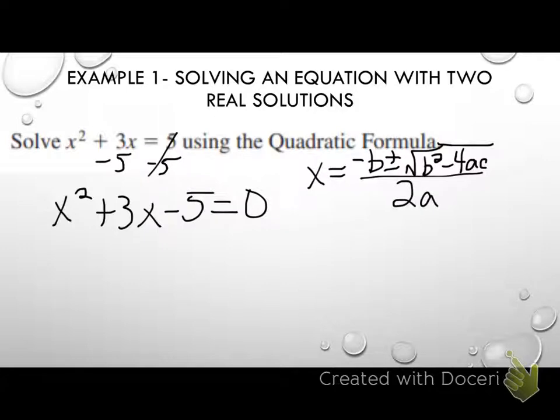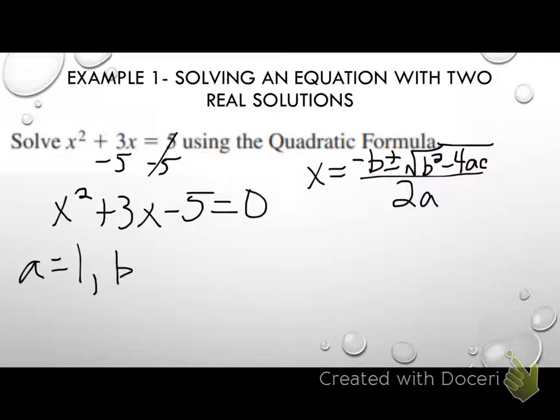There's my quadratic formula, right? It tells me to solve using the quadratic formula, so let's solve it. What I'm going to do first is identify A, identify B, and identify C. So remember, A is multiplied by x squared. So what number is being multiplied by x squared? There's no number in front of my variable. It's understood to be 1, right? So I know my A value is 1. Everyone okay with A being 1?